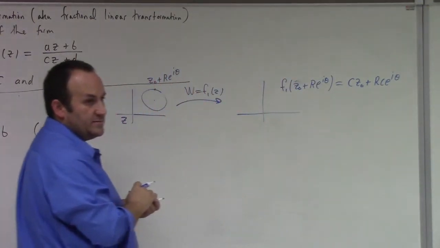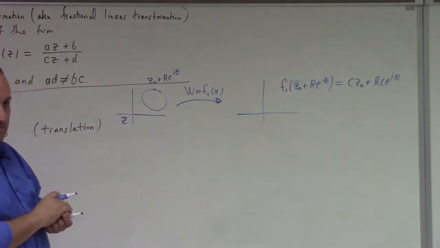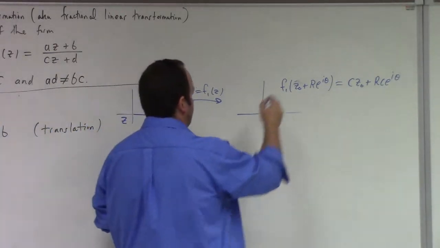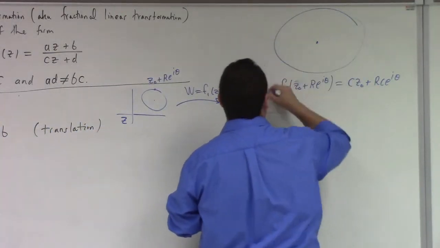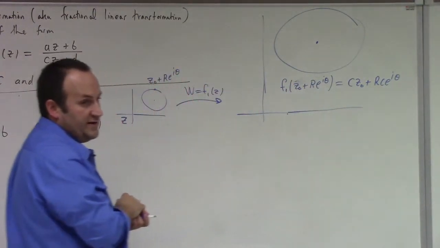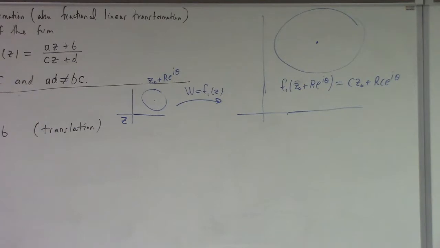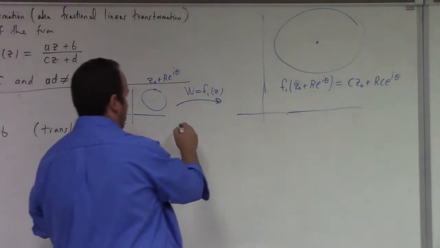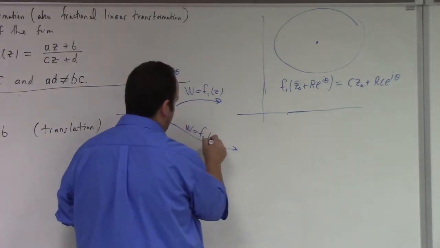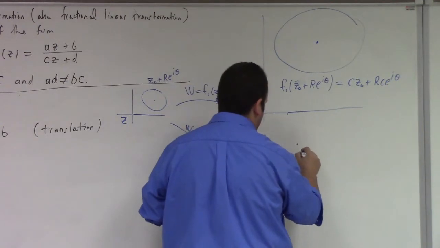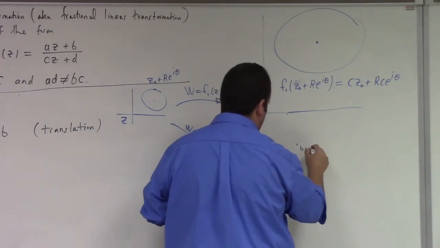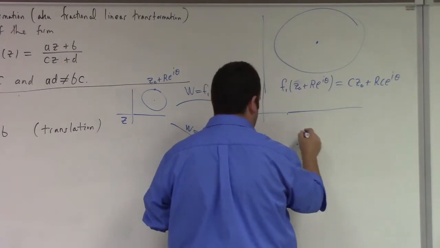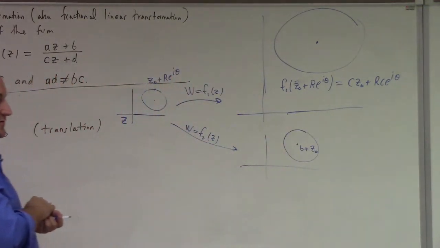Which is a new circle, right? With center at c z naught and a new radius. So it's up here somewhere and it's bigger, whatever, but it's still a circle. So rotation and dilation take circles to circles. How about a translation? Does a translation take a circle to a circle? Indeed. Translation moves circles to circles of the same radius even. So if w equals f2 of z, then the image of the circle would just be a new center b plus z naught and the same radius as originally.